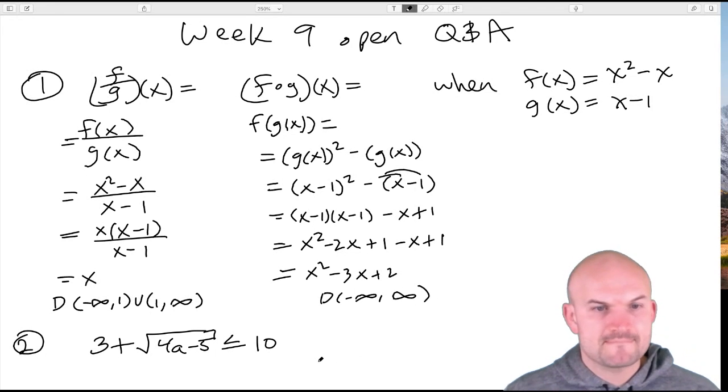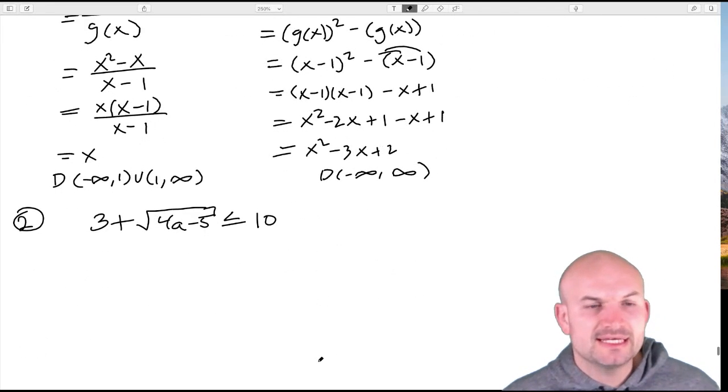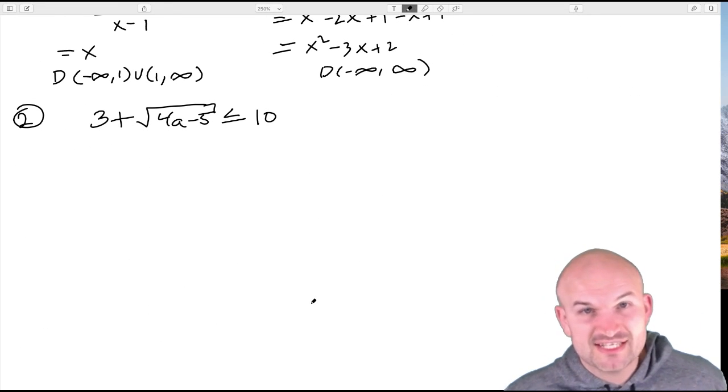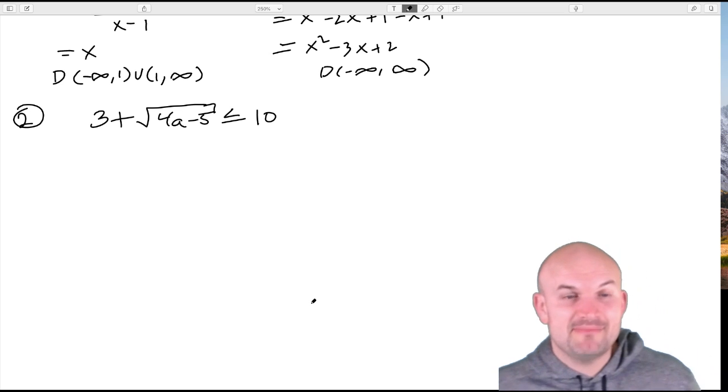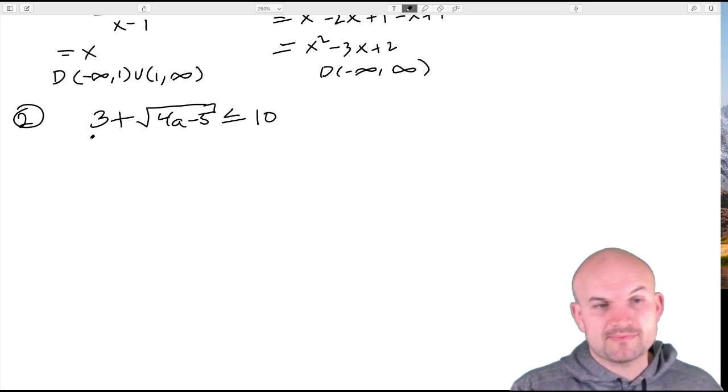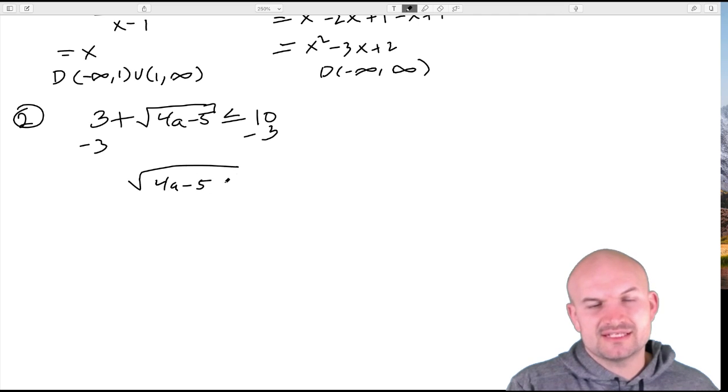Okay. The next example is solve an inequality. So again, we have a as our variable. So we're just going to isolate a by using the inverse operations. So the first thing we want to do is isolate the square root or the radical. So I'm going to subtract a 3 on both sides. And therefore I have 4a minus 5 is going to be less than or equal to 7.